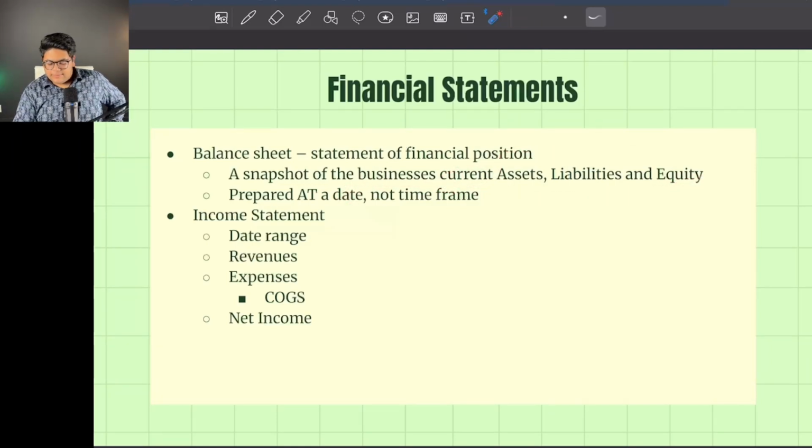Next up, we have the income statement. So this does have a date range. This is not prepared at a date. And here you have your revenues and your expenses, and your revenues minus your expenses equals your net income. A common example of an expense is oftentimes COGS. You can also have salaries, etc.